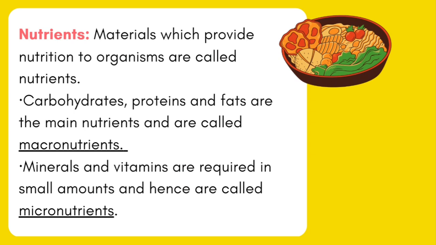Micro is a small amount. We don't need it in a large amount. We just need a small amount. That is minerals and vitamins. We just need them in a small amount to get that nutrition. So this is called micronutrition. So in nutrition, there are nutrients which are utilized, and there are two types of nutrients, that is macronutrients and micronutrients.